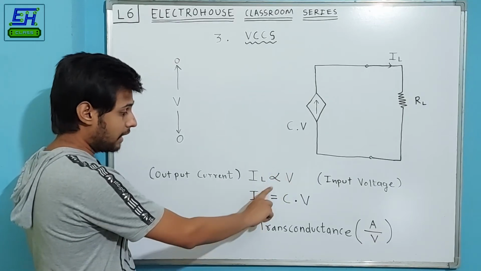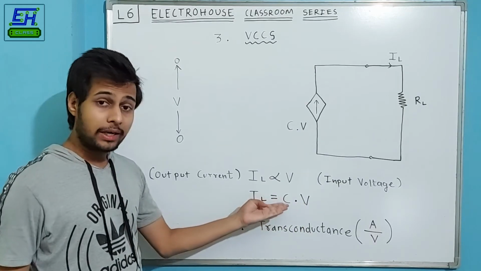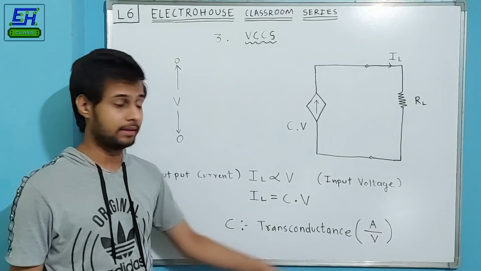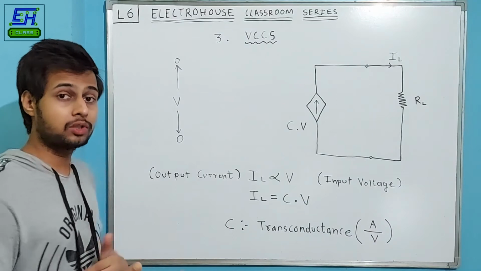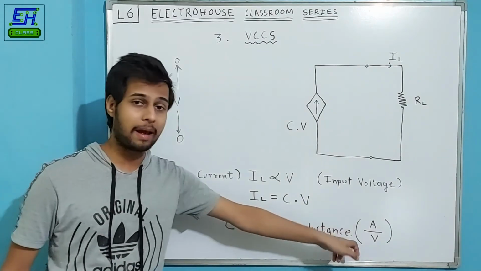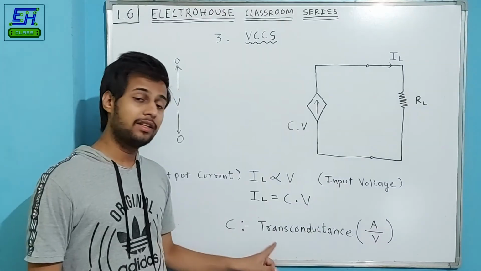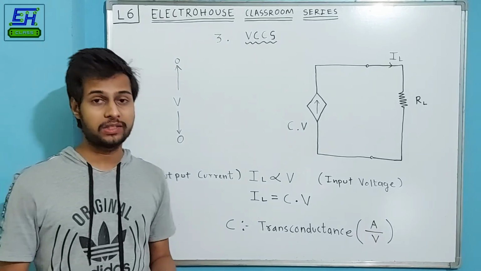So IL is directly proportional to V, and IL equals C into V. Adding the proportionality constant C, this constant is known as transconductance, with unit amperes per volt, which is the reverse of ohms, that is volts per ampere. So this is ohms inverse, or Siemens. And this transconductance is a very common term in MOSFETs and operational amplifiers.